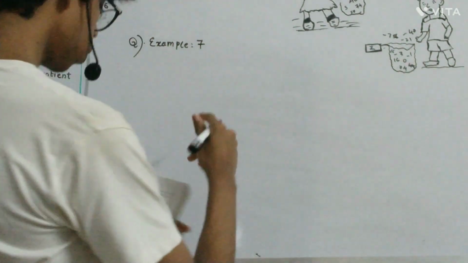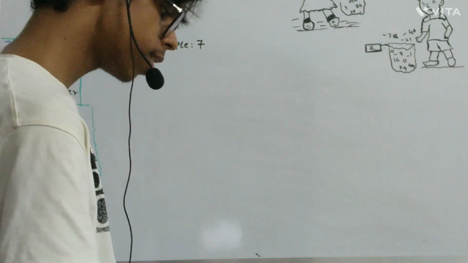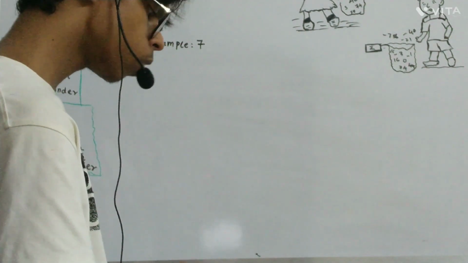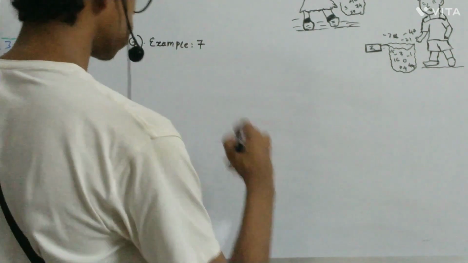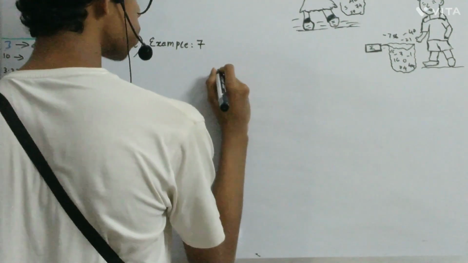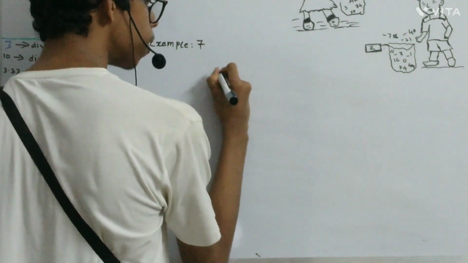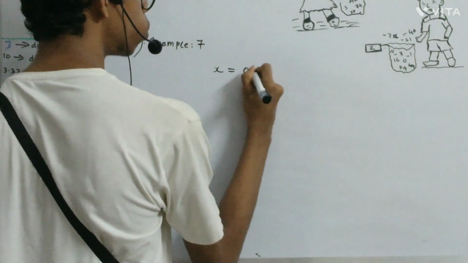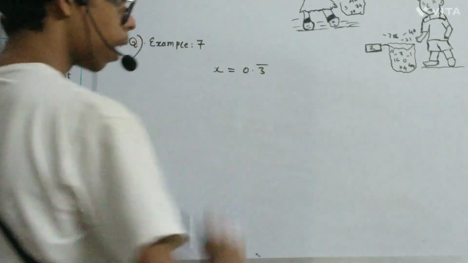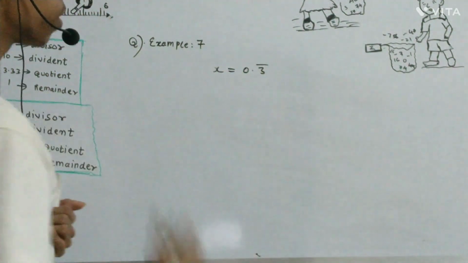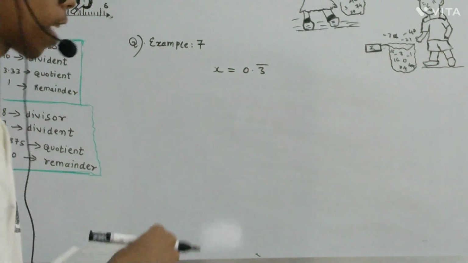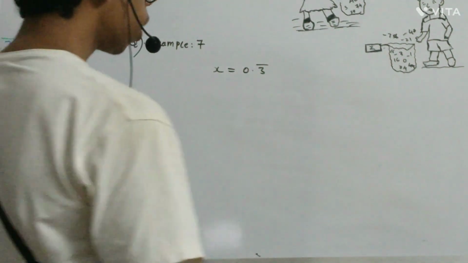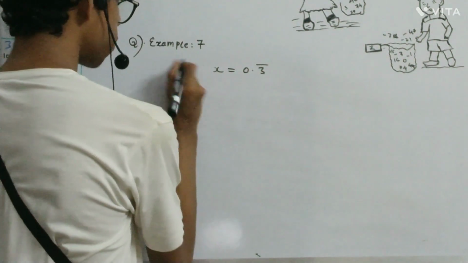Okay, so now the first step that you should do: they are asking you to find the fractional form of 0.3 bar. So we don't know the fraction, so I will write x is equal to 0.3 bar. Okay, this is my first step. You should consider whatever we have to find the fraction of as x. Now this is your step 1.